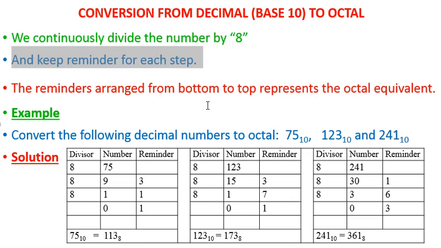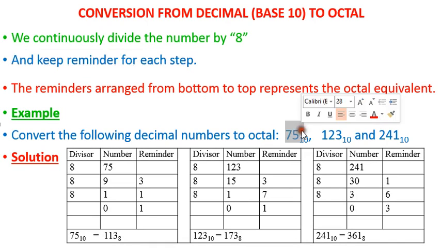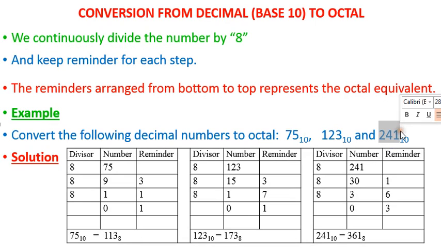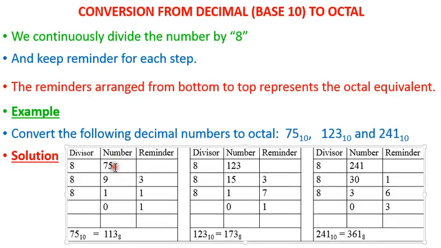Let us take a typical example here. Here we are given 75 base 10, 123 base 10, and 241 base 10, and we are asked to change them into base 8. Now I'll start with this 75. I'll divide it by 8. Take your calculator and say 75 divided by 8. If you do it, it will give you 9 point something. So what we are concerned with is this 9, the whole number, put it here.